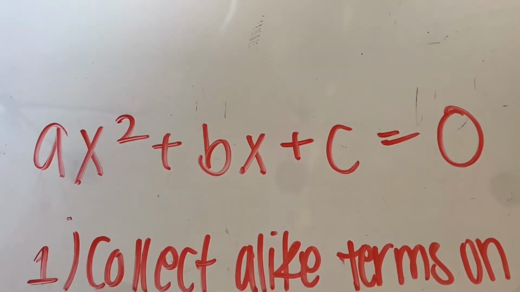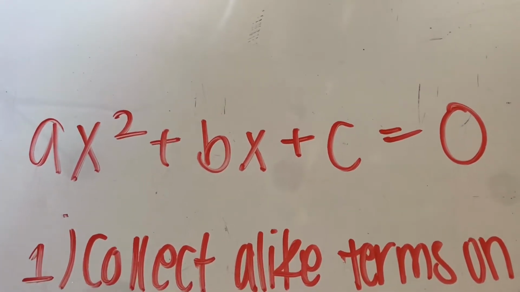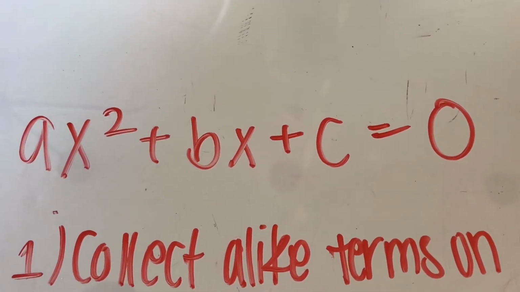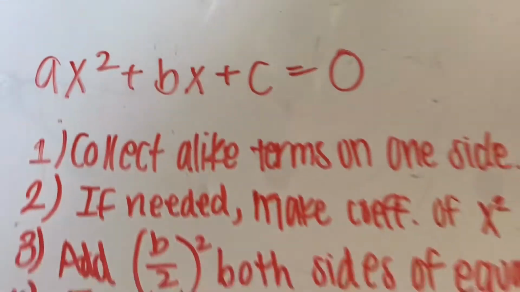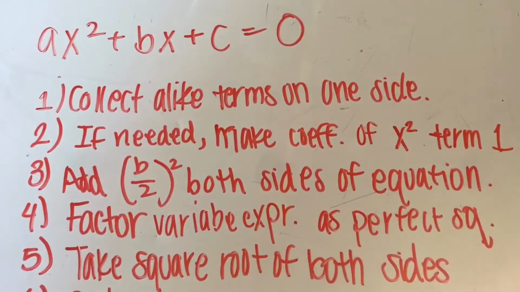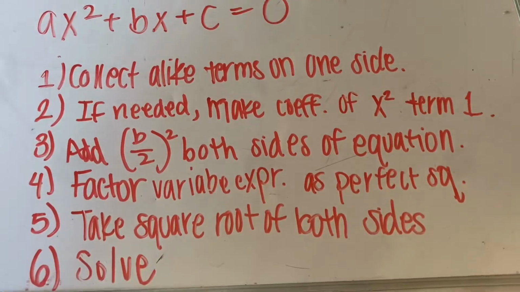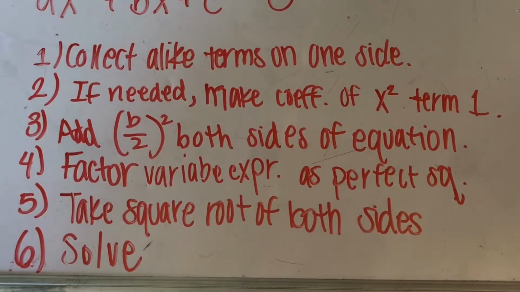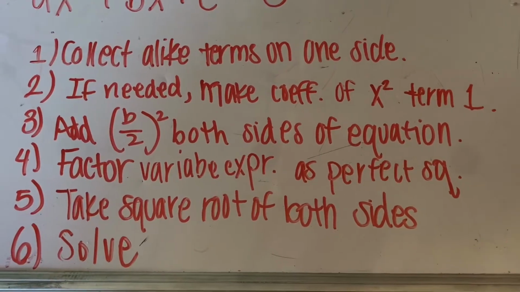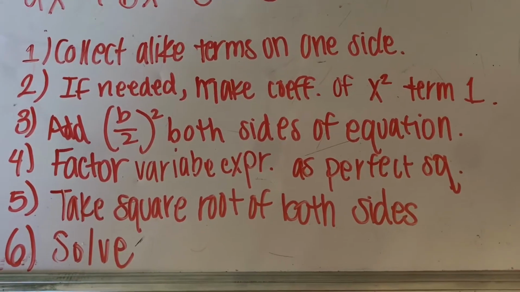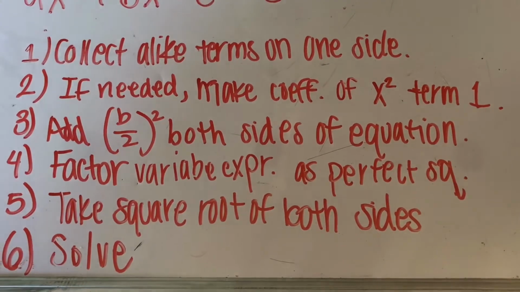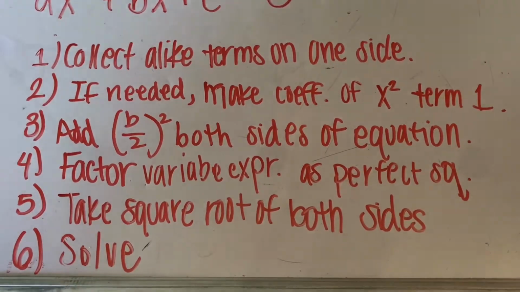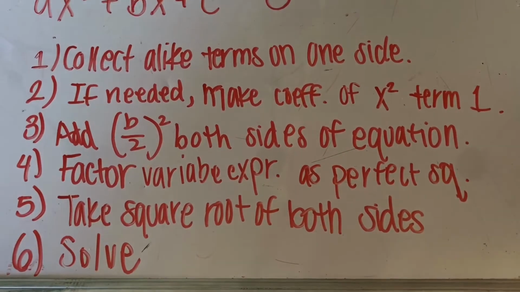Solving quadratic equations ax squared plus bx plus c equals 0 by completing the square. First step is to collect the variables on one side of the equation and constants on the other. As needed, divide both sides by a to make the coefficient of the x squared term 1. Complete the square by adding b divided by 2 squared on both sides of the equation. Then factor the variable expressions as a perfect square, take the square root of both sides of the equation, and solve for the values of the variable.